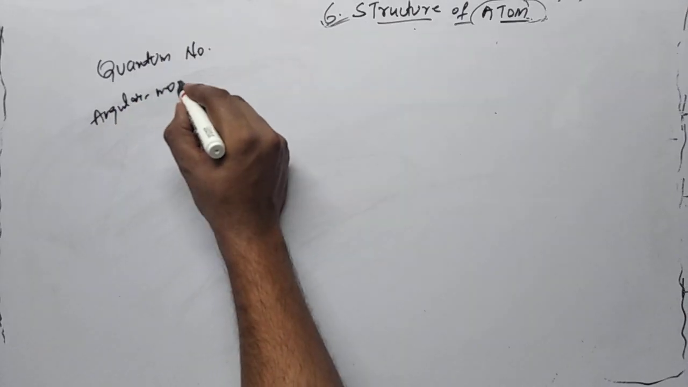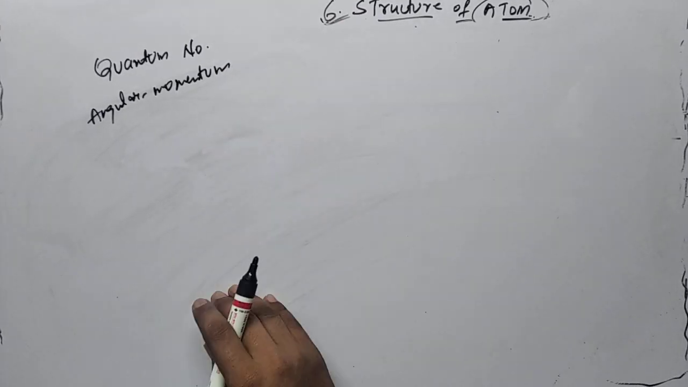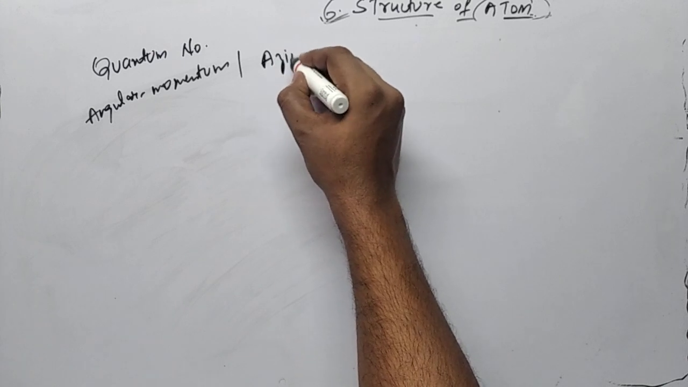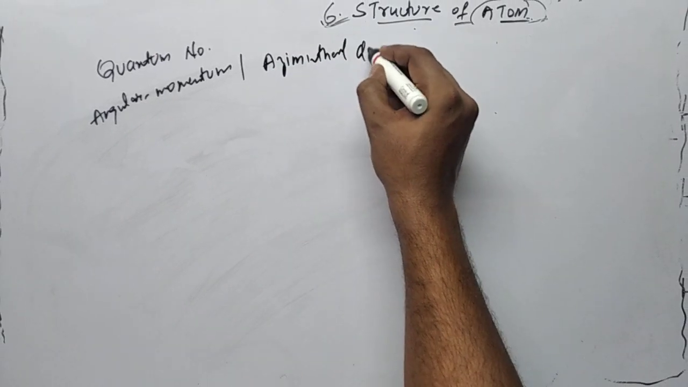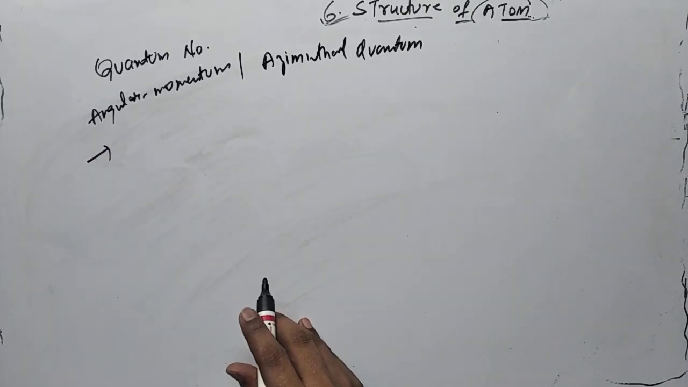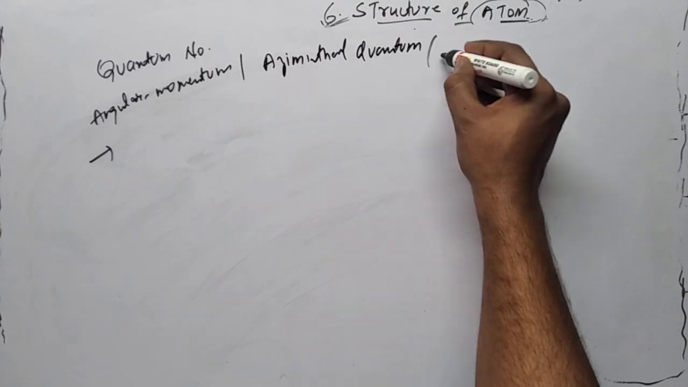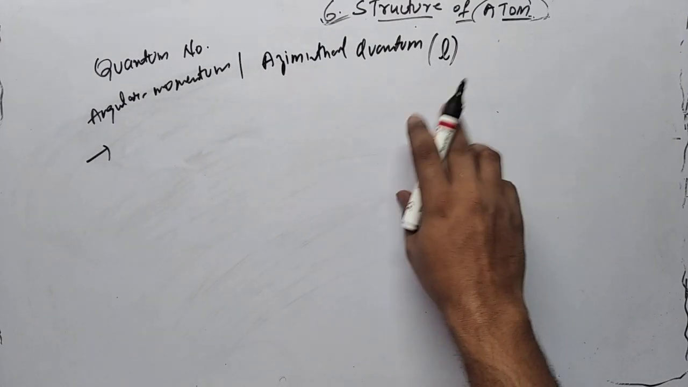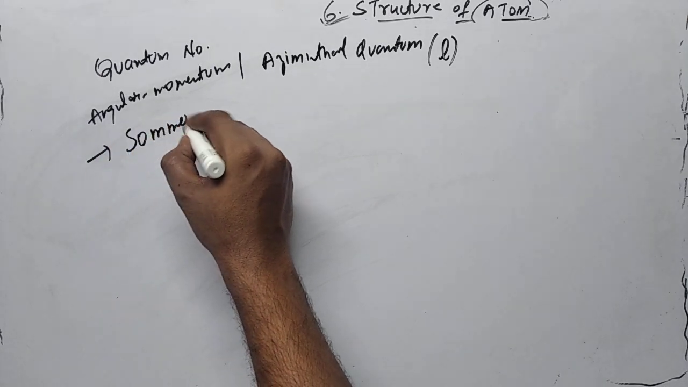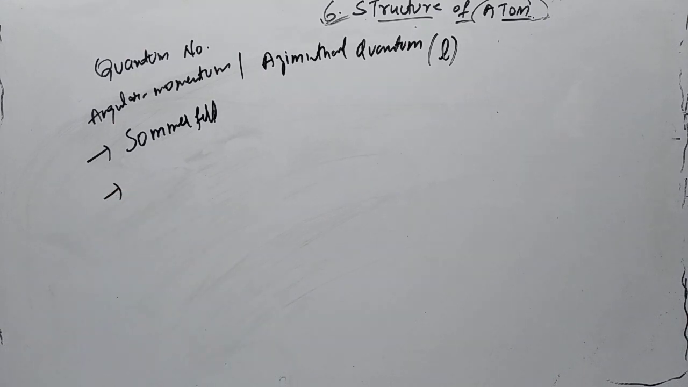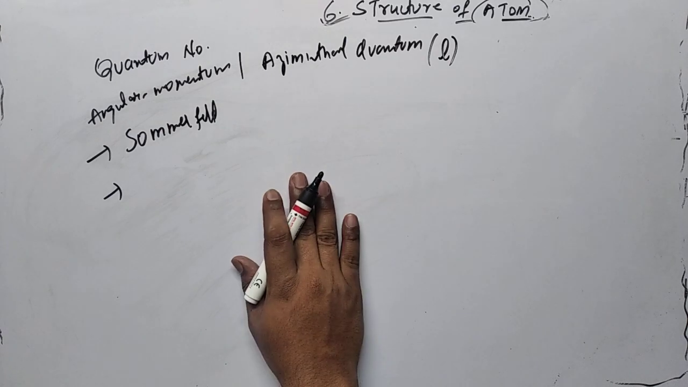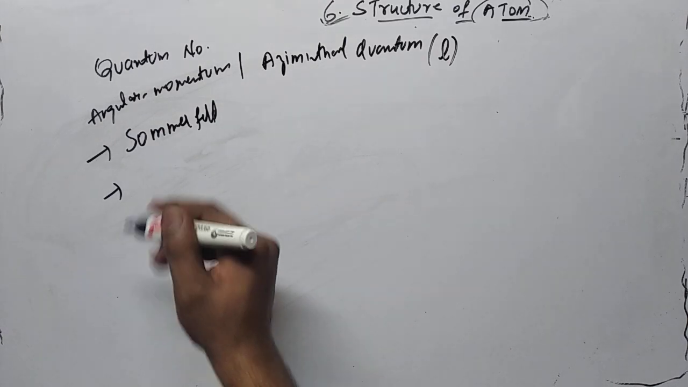The second one is the angular momentum quantum number, or you can also say that it is the azimuthal quantum number. Both are the same. First thing you have to write is the azimuthal quantum number. It is denoted with the letter small l, and this quantum number was proposed by Sommerfeld. You have learned about Sommerfeld. This number will give you the shape of the subshells and the number of subshells.